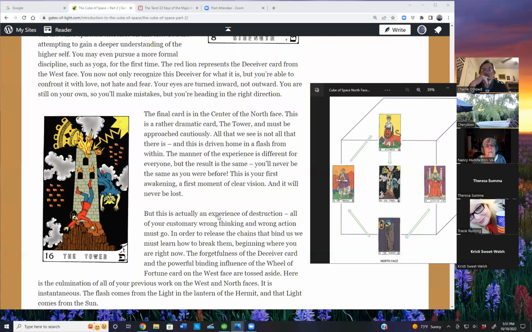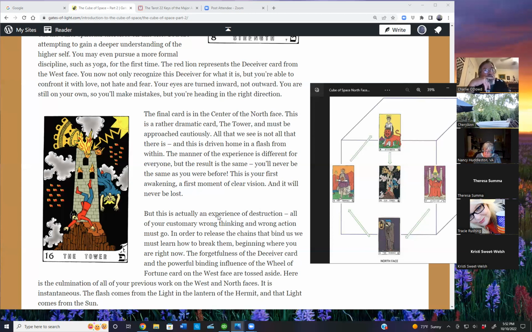All right. Oh my God. We're at the center of the face, and look at the card we get to see. So now you're beginning to realize that placing the cards in different combinations gives you different results. My suggestion is work on and study the west face before you come to this face. The final card is in the center of the north face. This is a rather dramatic card, the Tower, and must be approached cautiously.